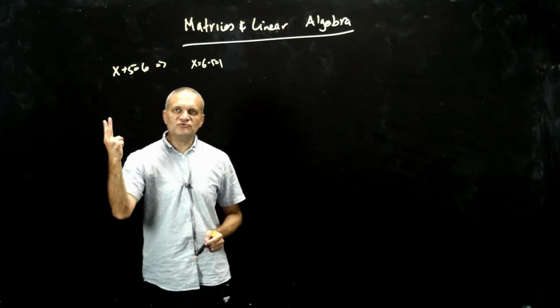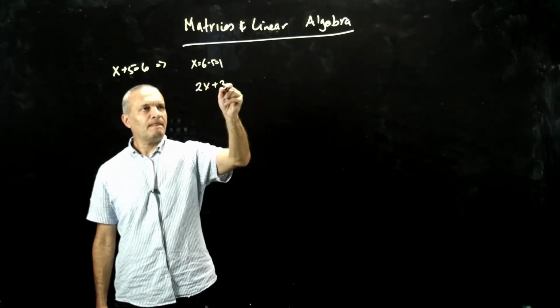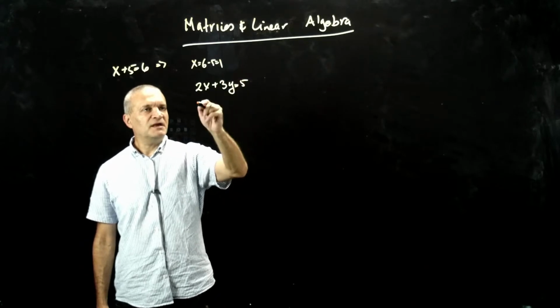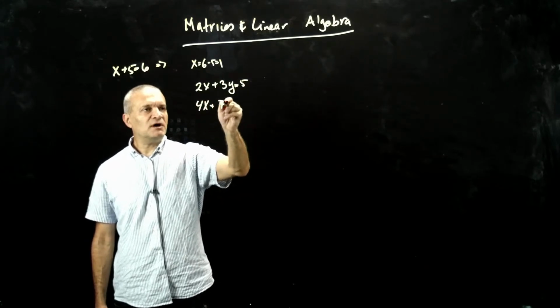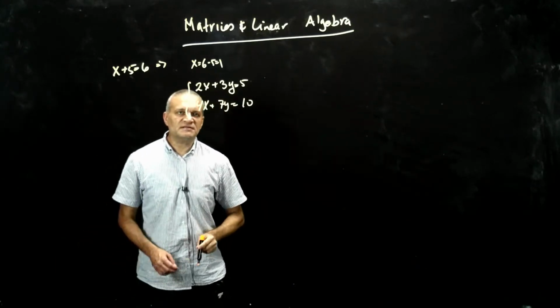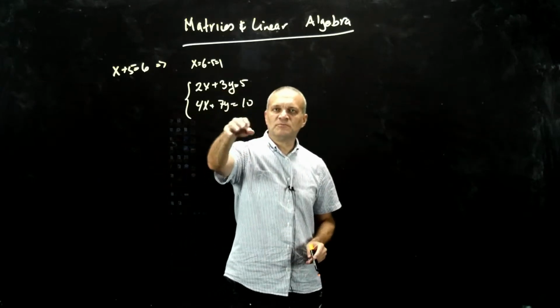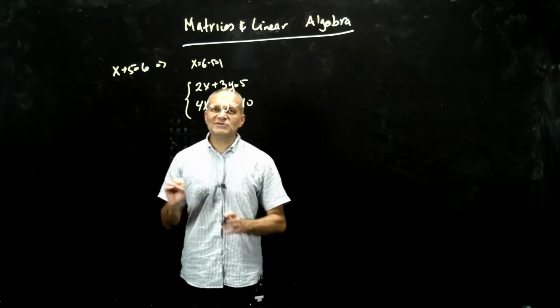Now let's say that you have two variables. Let's say you have 2x plus 3y equals 5 and 4x plus 7y equals 10. How do you solve such a system? So there are two ways to do it. The first way is to do what we call back substitution. I'm going to show you a little bit different way.